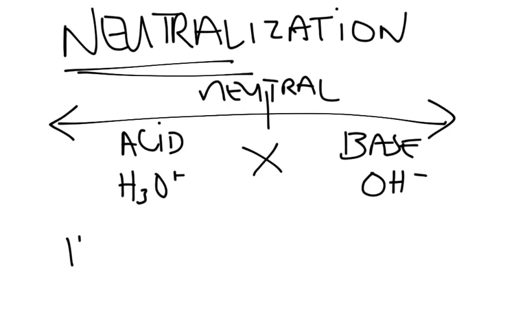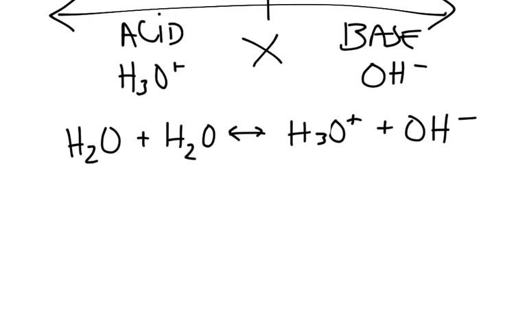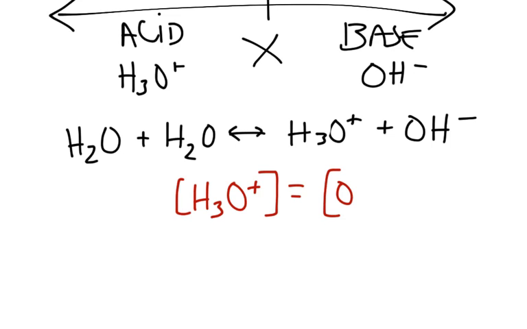Okay, the self-ionization of water means water plus water is going to dissociate to make those hydronium ions and hydroxide ions. So we know that if something is neutral, what that really means is that we have an equal concentration of hydronium and hydroxide. That's a very important concept to remember. Neutral does not mean nothing's in there. It means there's an equal amount of both.